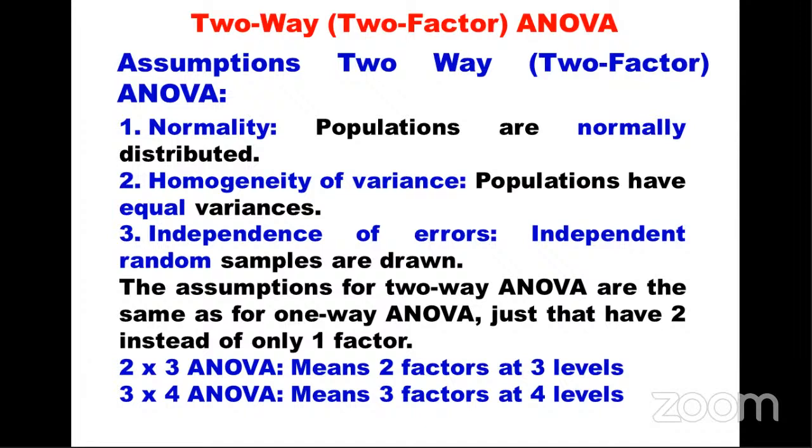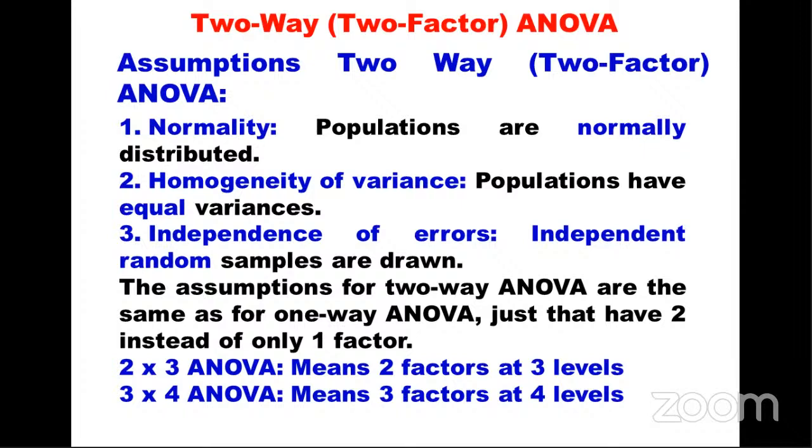Two-factor ANOVA depends on the assumptions. If they are not satisfied, then it will not give exact output. It may give output, but the output cannot be conclusive. So first, it should be normally distributed. There should be homogeneity of variance, meaning equal variance, and independent random samples. There should not be bias in selecting the sample.